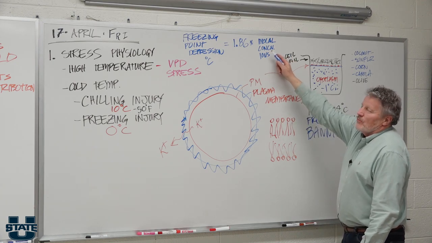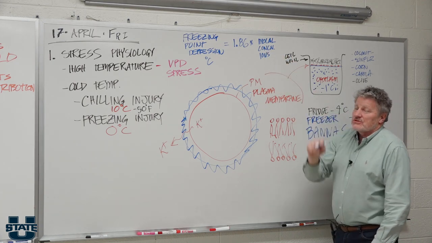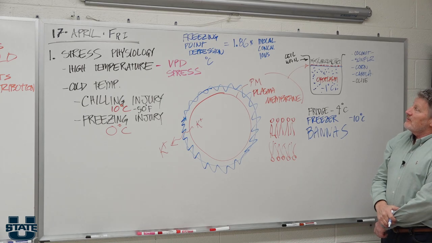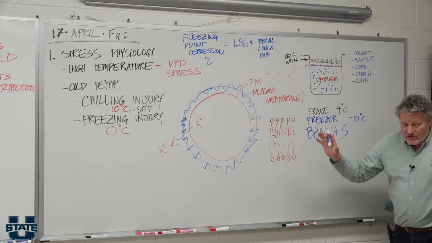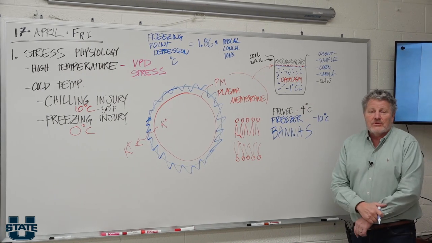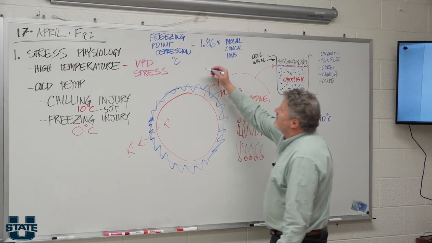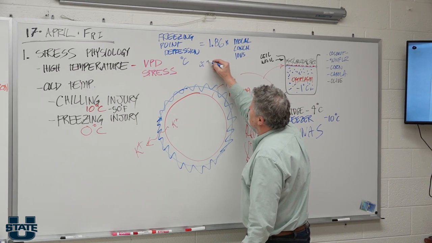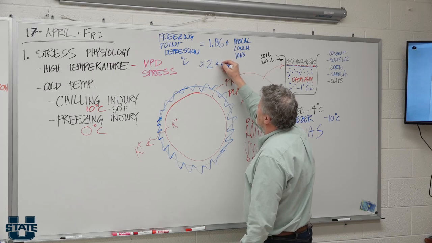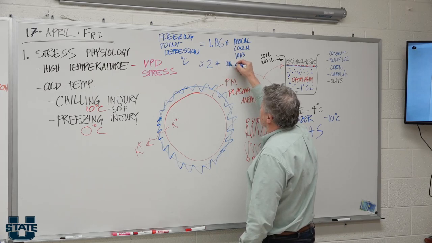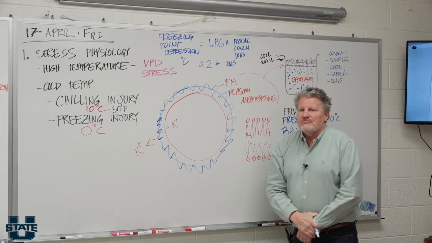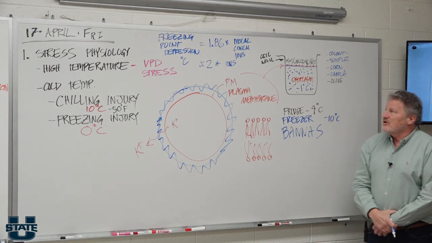Remember, molar and molal are similar, but molal is moles per kilogram. There are no natural logs, no square roots. This is a pretty simple equation. In fact, 2 times the ion concentration is pretty much the freezing point depression, rounding it up.